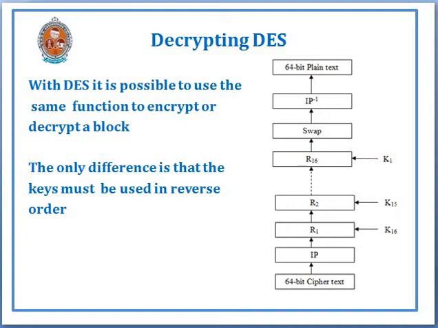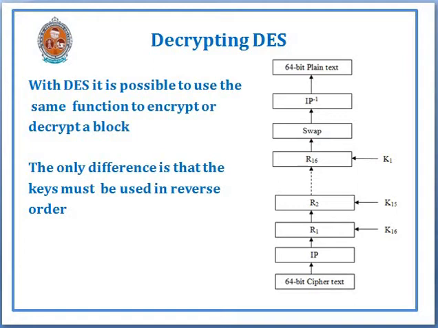Now coming to the DES decryption process. With DES, it is possible to use the same function to encrypt or decrypt a block. The only difference is that we have to use the keys in a reverse order. There is a diagram on the right hand side which shows how the 64-bit ciphertext is translated to 64-bit plaintext. Initially the 64-bit ciphertext is given as input to the IP function. The output of IP is given as input to R1 with K16. The output of R1 is given to R2 with K15, and so on. Finally, after the 16th round we have a swap function followed by the IP inverse function, and the output of IP inverse is what we call the 64-bit plaintext.